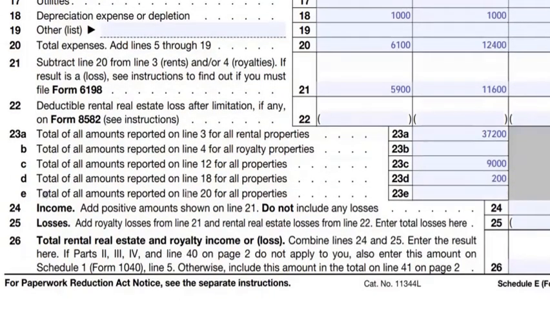Total of all amounts reported on line 20. Where is line 20? Now what is the total? Let me know it. 6100 plus 12400 plus 1200. 19,700. Is that fine?